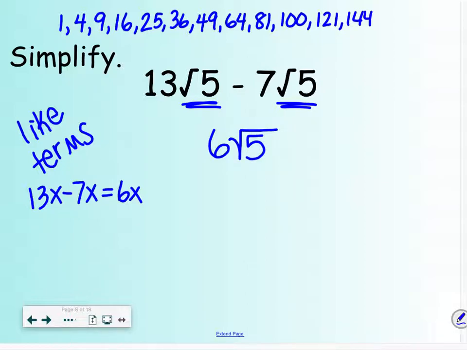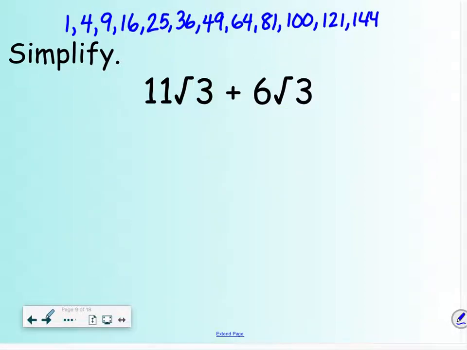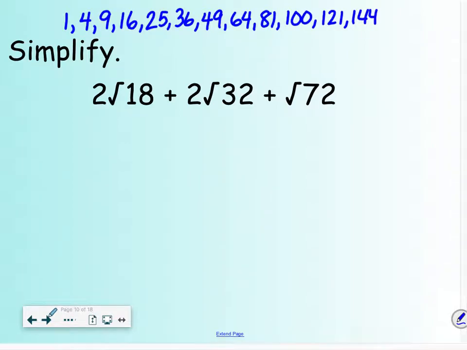So don't change the radical part when you're adding or subtracting with your like terms, just like my example with x. So this next one again, these are like terms. So 11 plus 6 is 17. So 17 times the square root of 3. So those didn't require any extra simplifying. These next few will.